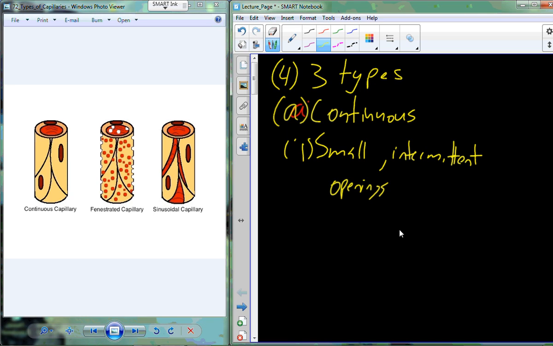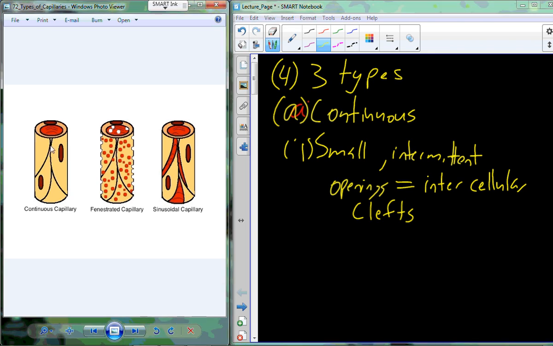So, continuous capillaries. They have small intermittent openings, and these small intermittent openings are known as intercellular clefts. And that's what you can see here: you'll have these small little openings, and even some openings along the layers of the endothelial cells. They're larger than what would just pour through the cell, a protein in the cell, so they allow larger molecules to cross relatively easily.